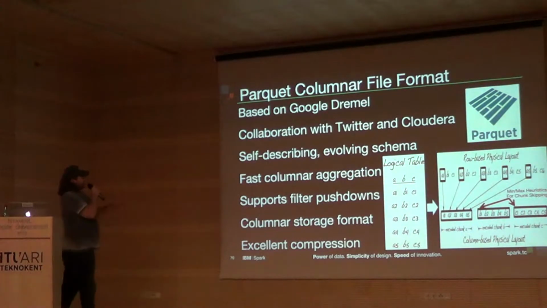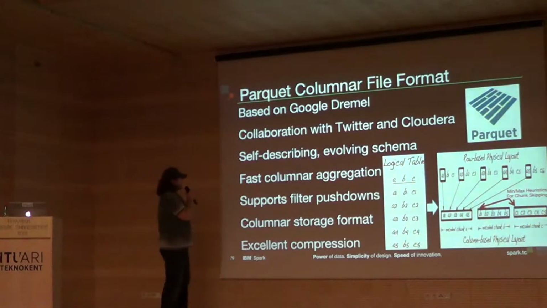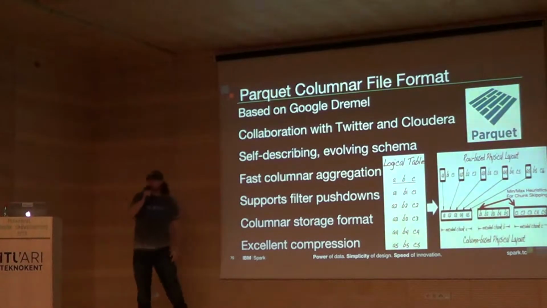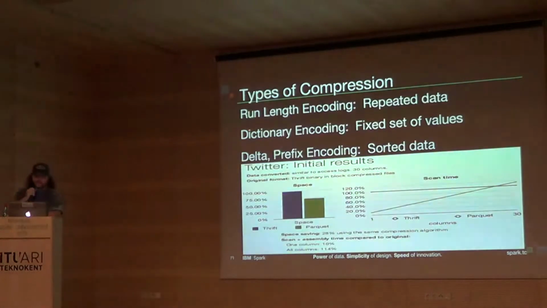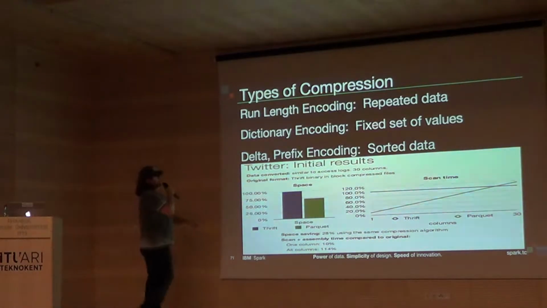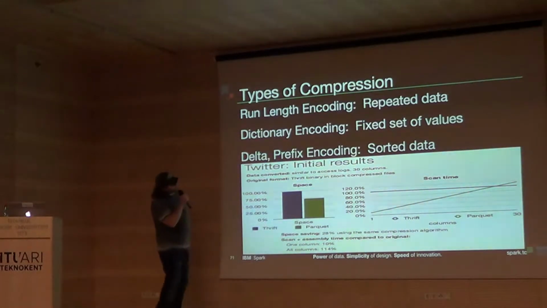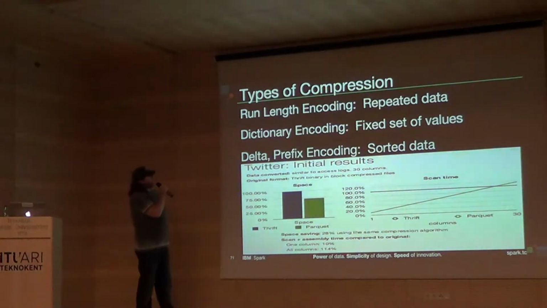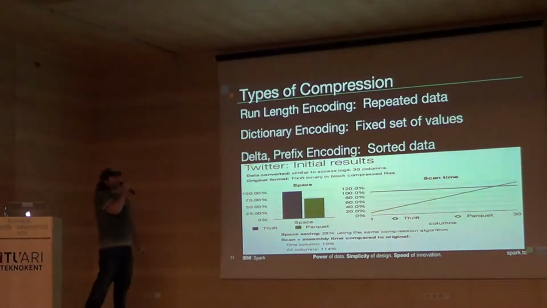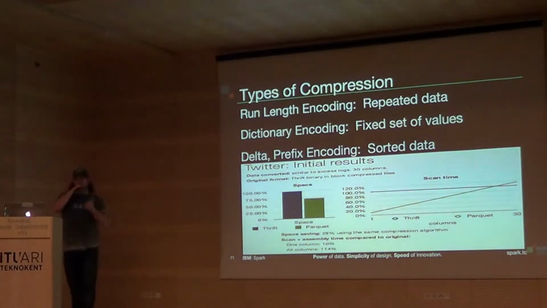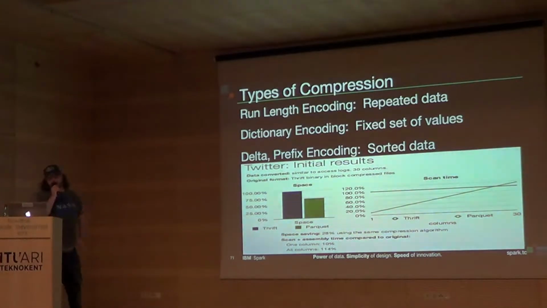Fast columnar aggregation, supports pushdowns. And then, excellent compression. So I'll spend this slide here on compression. This is what Twitter was looking for. They got about 30% space savings. There's this weird thing, and this is probably outdated now, where there's a point at which Parquet actually doesn't help you. It looks like if you're querying for 30 columns or more, having things flipped in that columnar manner doesn't really help, but that's kind of a small detail.